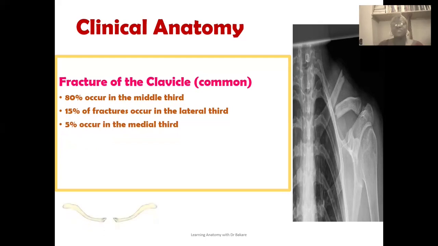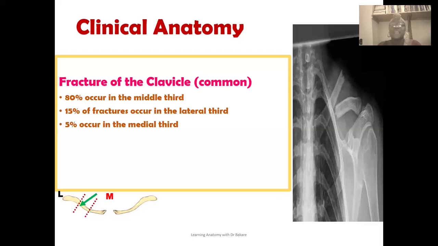So if you try to use this alignment here, this is where we have the orientation of the clavicle. The medial side, you have the lateral side. And if you try to divide this clavicle into thirds, you have the medial third, you have the middle third, and you have the lateral third. So we say that the highest incidence of clavicular fracture will occur in the middle third, and specifically at the junction where the medial two-thirds is transformed into the lateral one-third.